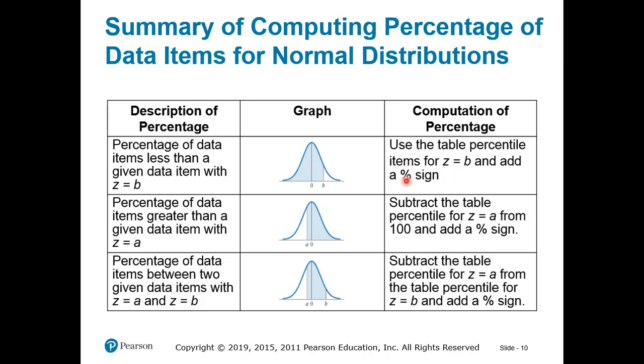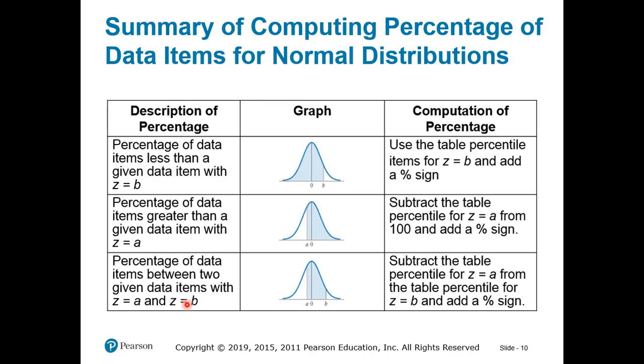Now, what if you're asked for the percentage of data items greater than a given data item with a z-score equal to a? Now you're looking for the area to the right. Remember, the percentile table only gives you area to the left. So you take whatever the table gives you and subtract it from 100, and then add the percent sign. And then finally, with between two values, you have to find the z-score for both of those values.